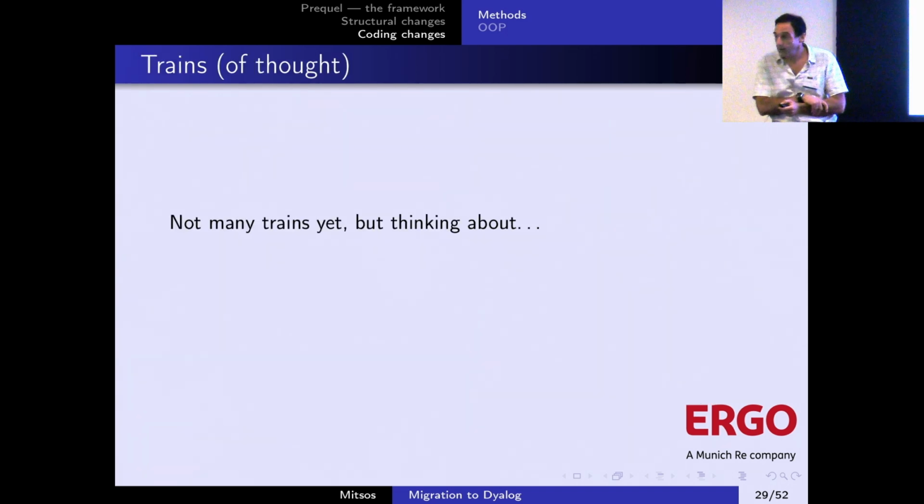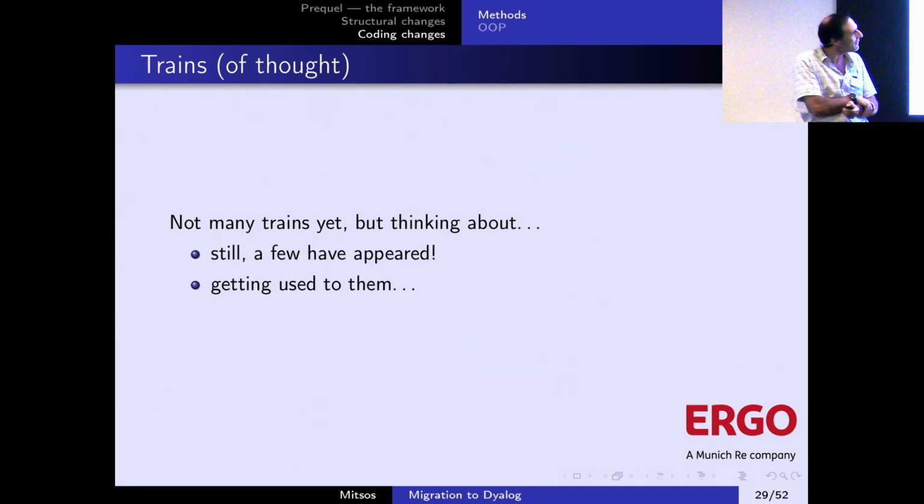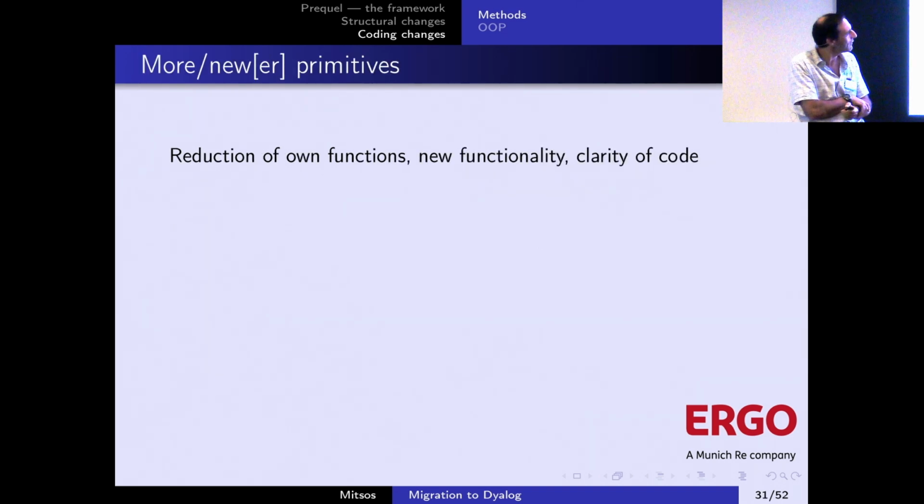With trains, I'm not familiar as yet. I'm an older developer in years of age and in years of development. I'm trying to get used to them, and very few have appeared in the code. This is an example where some averages, reducing and scanning, are prepared again for grouped operations, but not much more of trains is in the code at the moment.